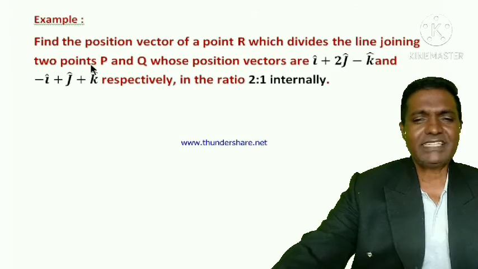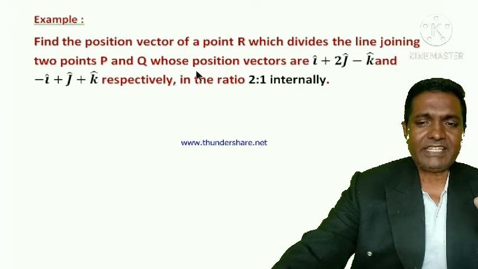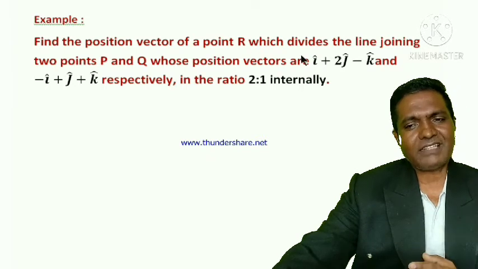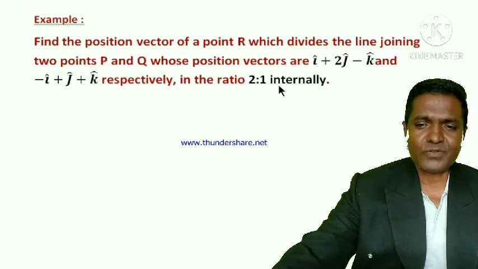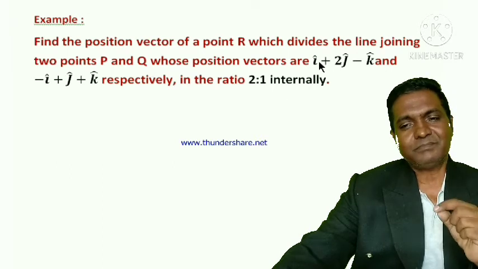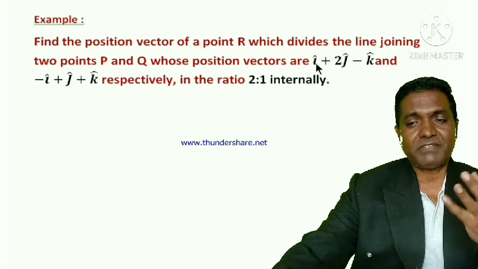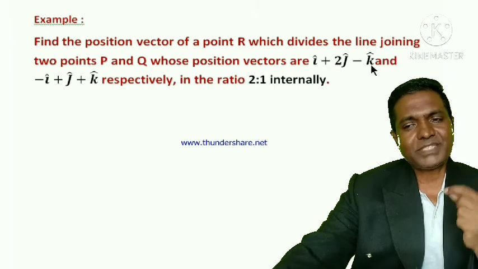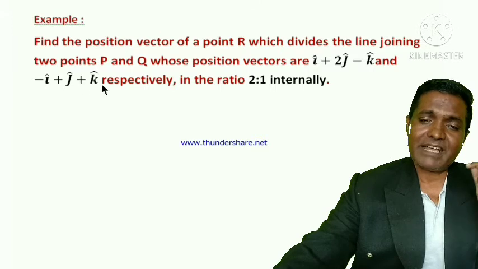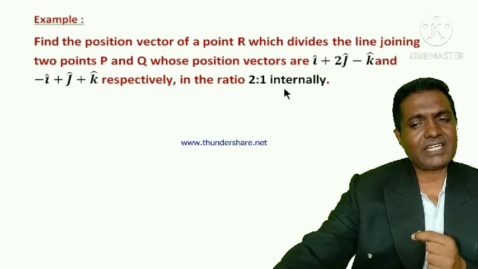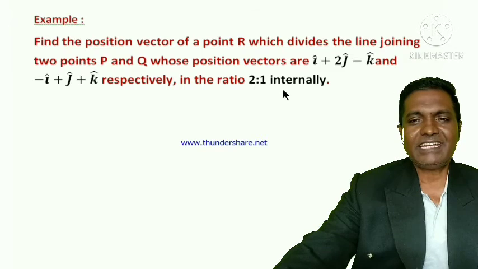Okay, so here is one example. Find the position vector of a point R which divides the line joining 2 points P and Q, whose position vectors are i cap plus 2j cap minus k cap and minus i cap, j cap plus k cap respectively, in the ratio 2:1 internally.